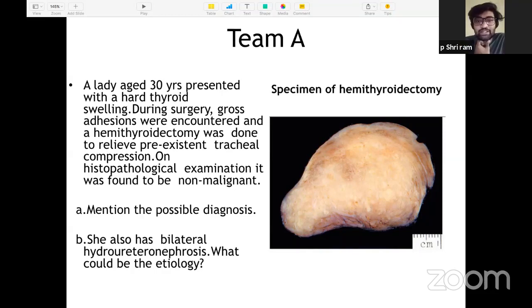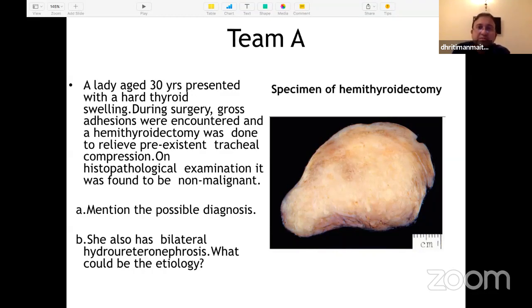So she possibly has Riedel's thyroiditis, which led to the fibrosis of the thyroid gland, and she also had retroperitoneal fibrosis, which led to hydroureteronephrosis. What is that called? Retroperitoneal fibrosis. Do you know the name of the syndrome, or someone's name after which it is named? No, sir. I'll give you the point. He gets a 10 out of 10. It's called Ormond's disease.